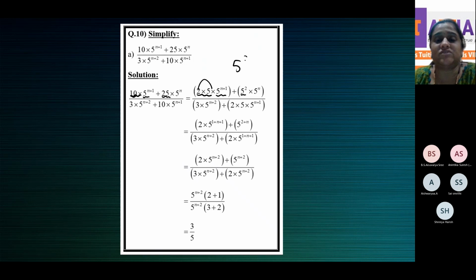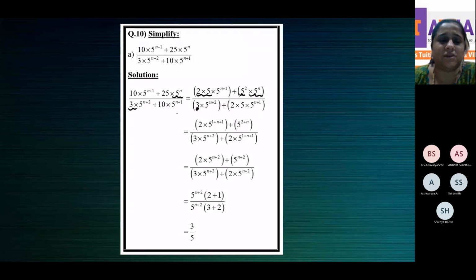10 is not 5 squared, children. 5 squared is 5 into 5, 25. So for 10, there is no other way of writing it. 10 is 2 into 5 only, while you can write 25 as 5 squared. And then this into 5 to the power n as it is. In the denominator, 3 as it is, because nothing can be done with 3. This one as it is. Then this plus 5, 10 is 2 into 5. And this as it is.